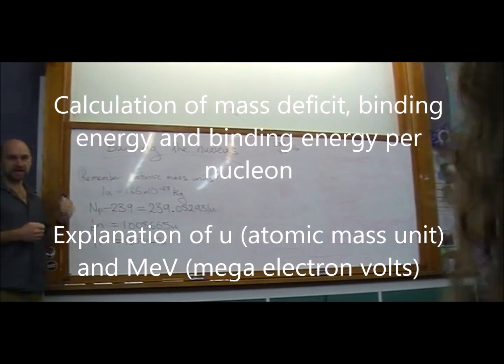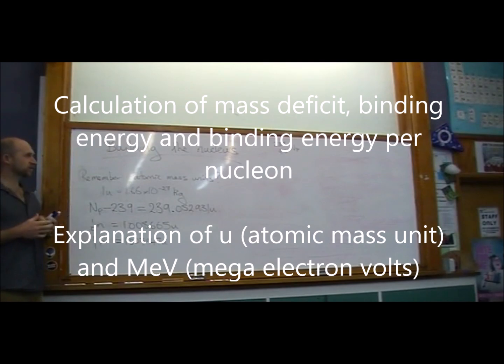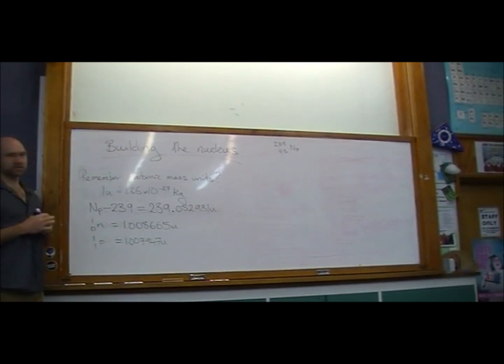Okay, so we're going to have a look at building the nucleus, and in particular look at the masses of the different parts of the nucleus before they're assembled into a nucleus, and compare that with the mass of the nucleus once it is a nucleus, and hopefully draw some surprising conclusions. So remember, when we're measuring nuclear particles, we've got an atomic mass unit, which is just a really small chunk of matter, 1.66 times 10 negative 27 kilograms.